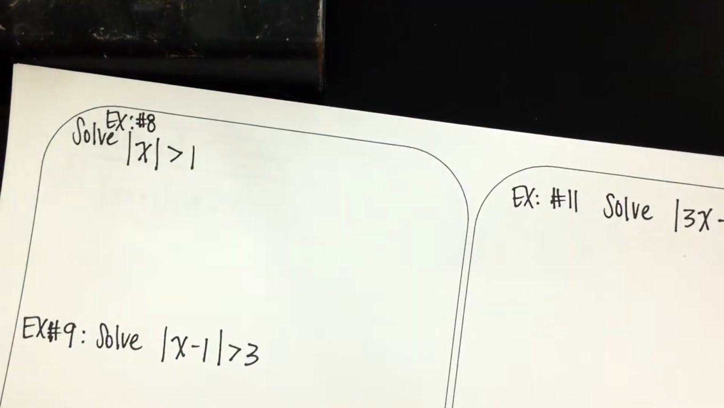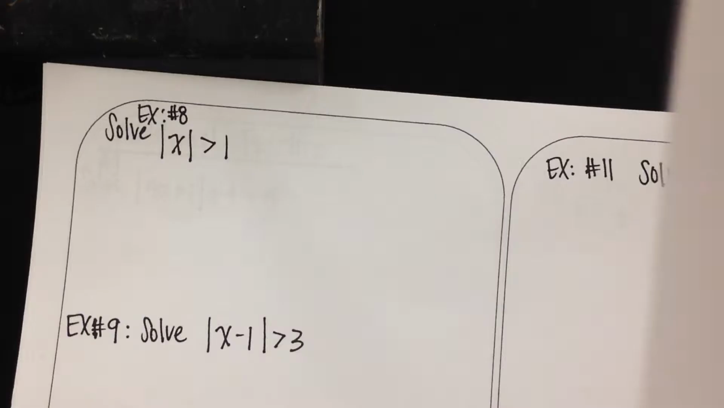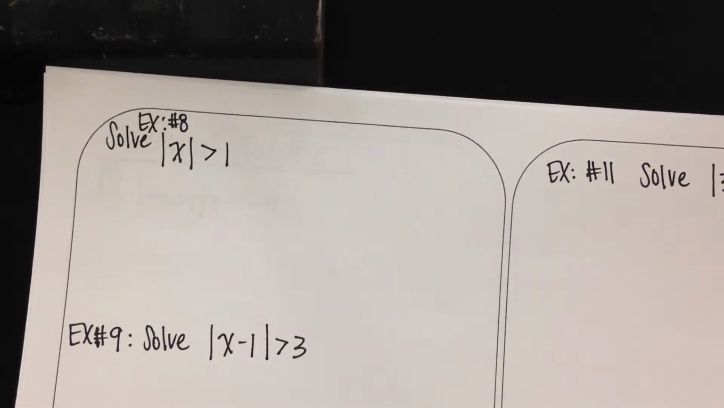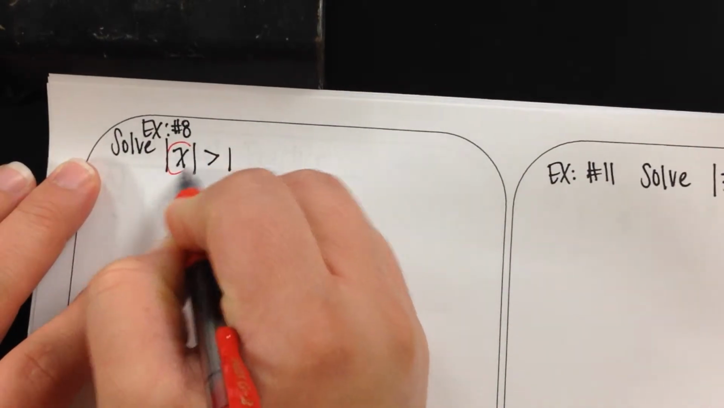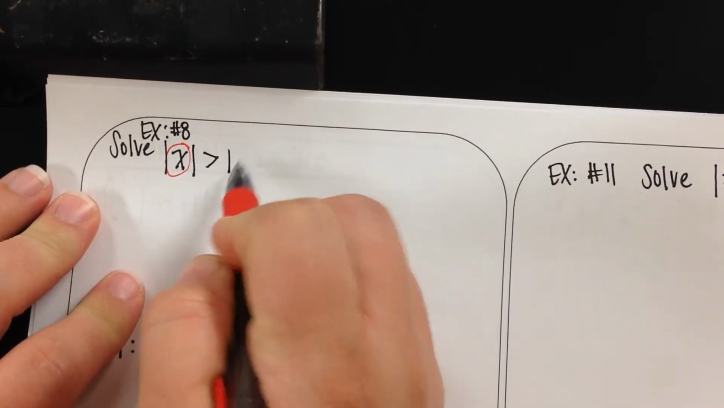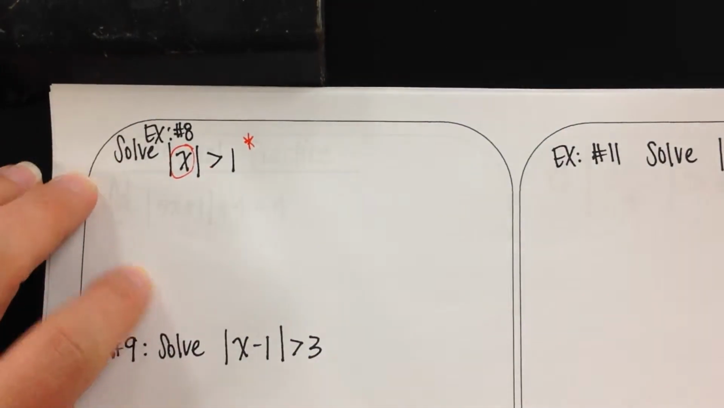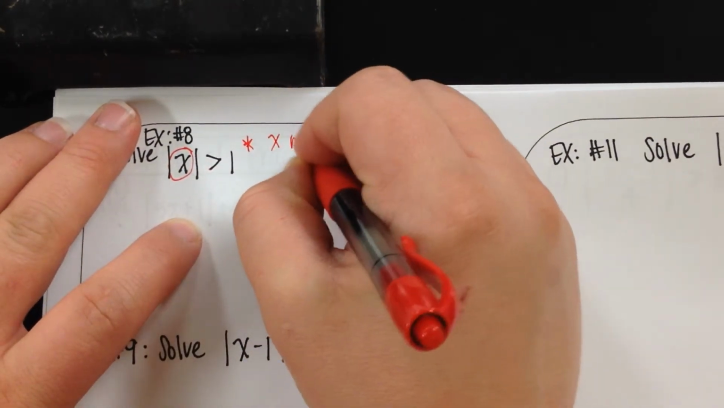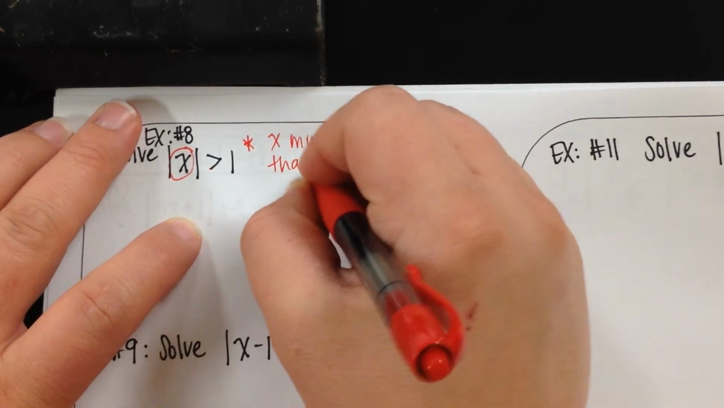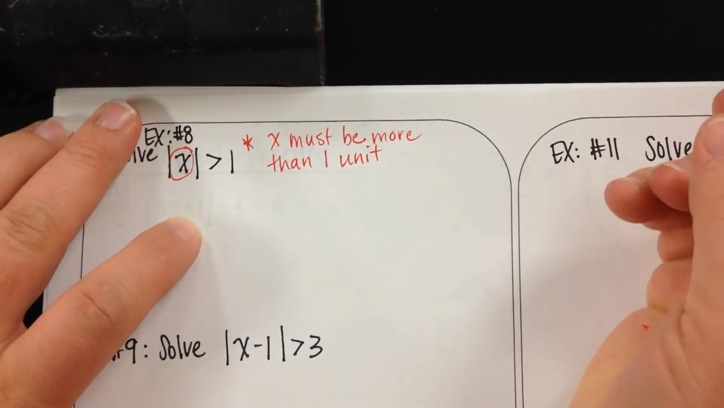Now, 8 is a little different. We're gonna use all the same principles, guys. However, the last couple of examples, we were dealing with values that were less than. Here, this is our first example that says the absolute value of x must be greater than 1. In math terms, what this translates is that x must be more than 1 unit away from 0.